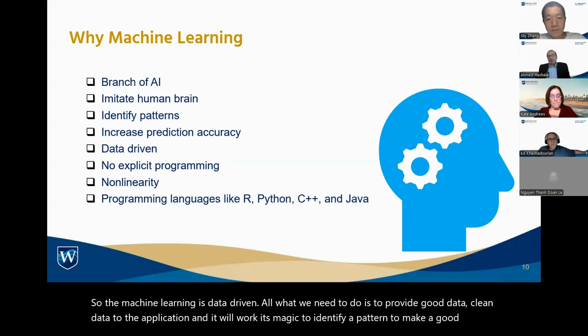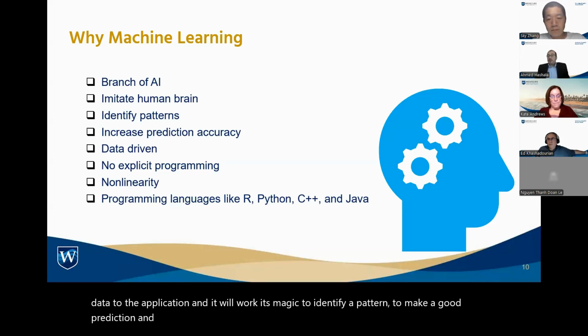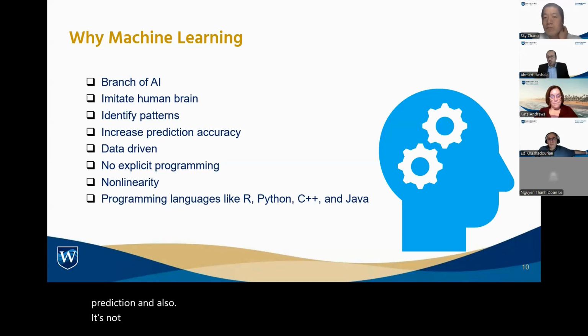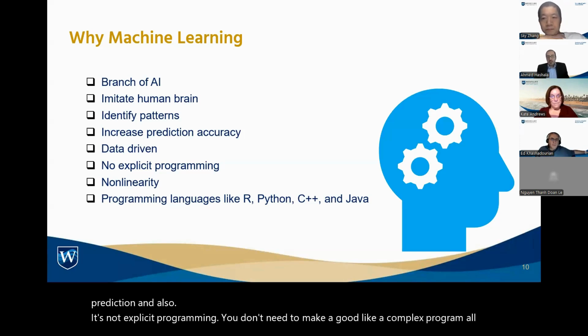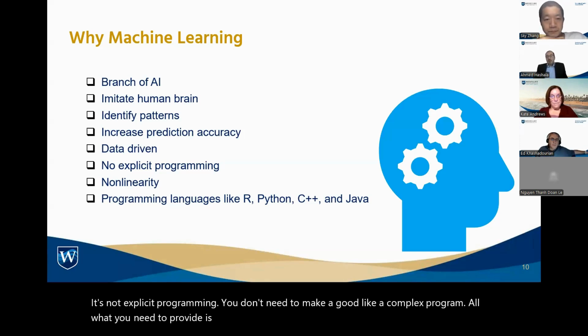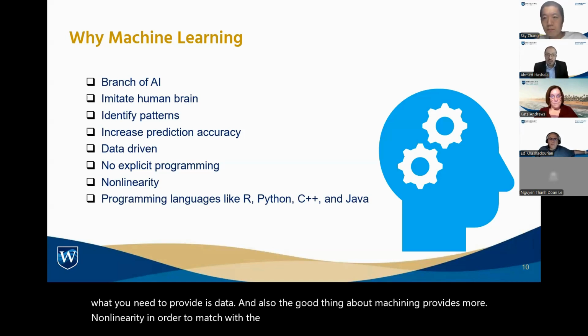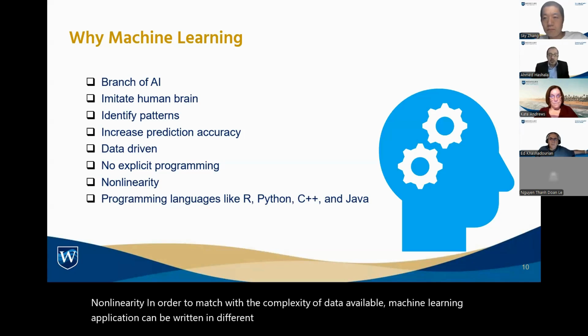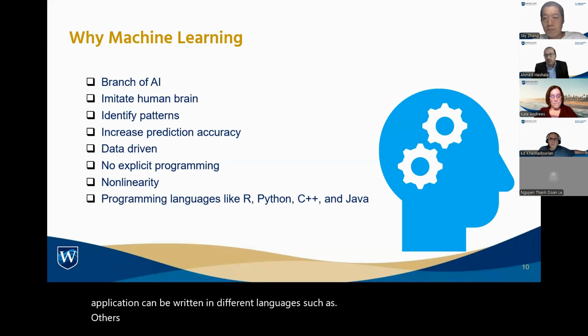And also, it's not explicit programming. You don't need to write a complex program. All you need to provide is data. Also, the good thing about machine learning is that it provides more non-linearity in order to match the complexity of available data. Machine learning applications can be written in different languages, such as R, Python, and others, but mainly we will focus on R and Python.